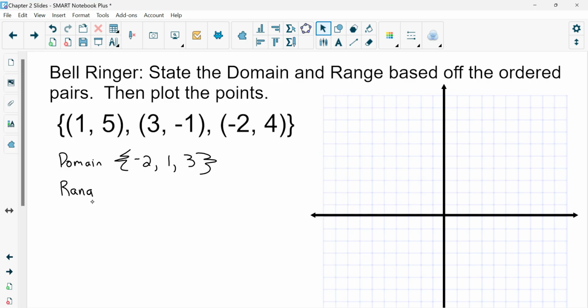And then our range is the y values, again, listed from smallest to largest in our solution steps. So smallest y is -1, 4, and then 5.